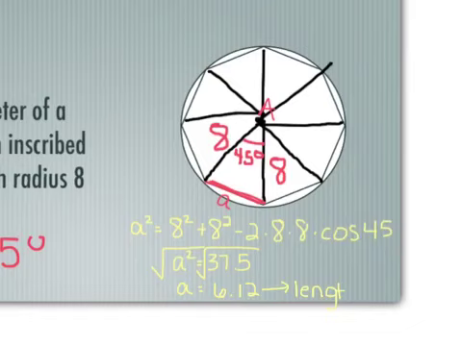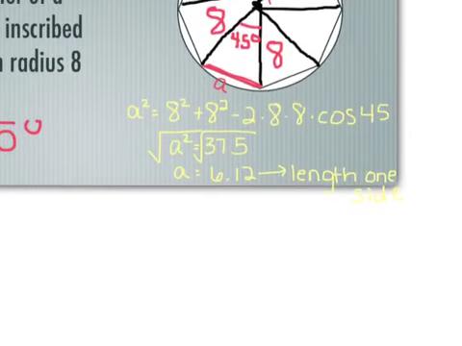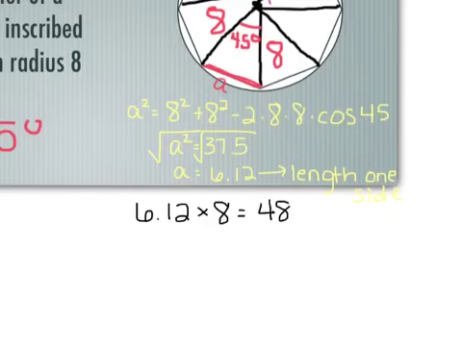Now if I want the perimeter, I want the length of all the sides. And I have 8 of them because this is an octagon. So to get my final answer, I'm going to take that 6.12 and multiply by my 8 sides. And it's going to be right around the realm of, I'm going to take a stab at this, 48.96. Let me go double check that for you. Yep, that number is exactly right. So that number is the perimeter of the octagon. That's your final answer right there.